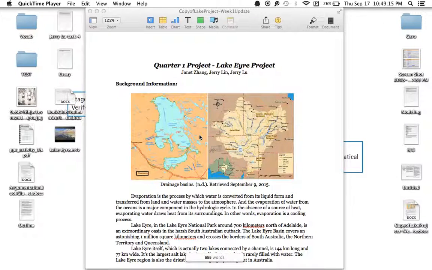Okay, this is Jerry Liu, and this is the project that we did for quarter one for our modeling class. And let me introduce the background information.